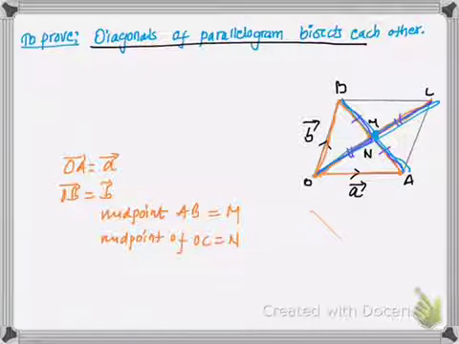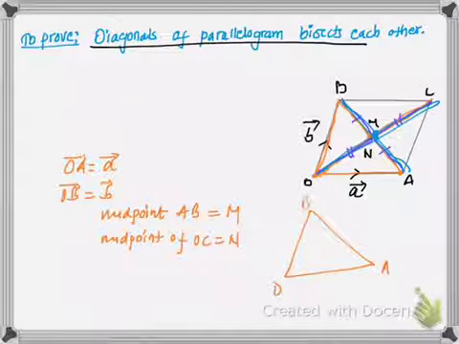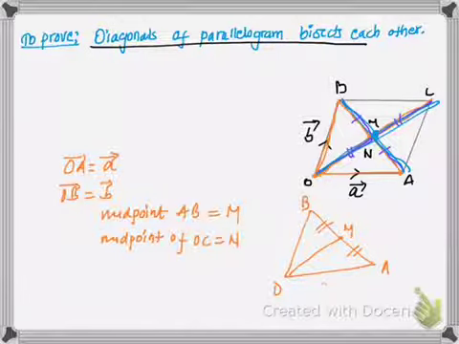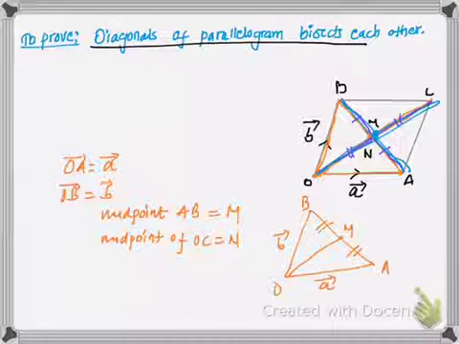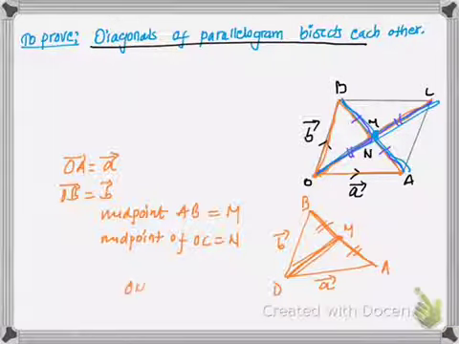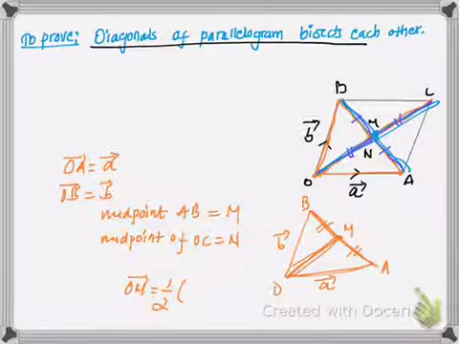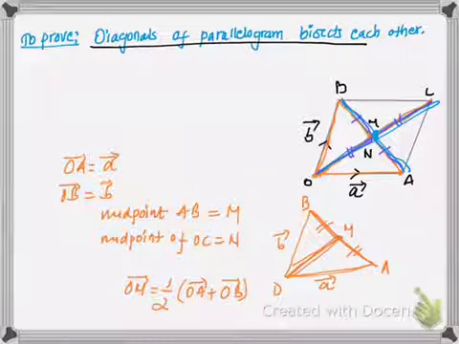So at first I'm going to take a triangle from this parallelogram, that is triangle OAB, and this is the midpoint of AB. So here is our vector A, and here is our vector B, and by the midpoint theorem, since M is the middle point of line segment AB, we can say that this vector OM should be equal to 1/2 of vector OA plus vector OB. So this is what midpoint theorem says.